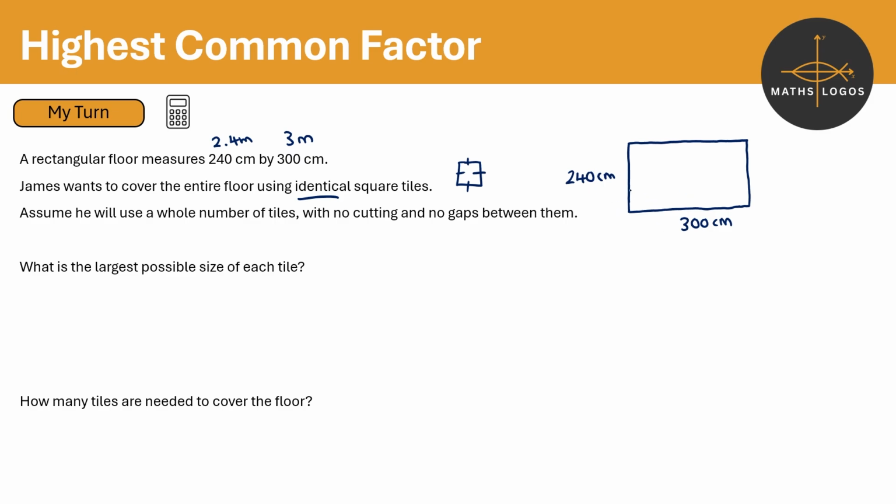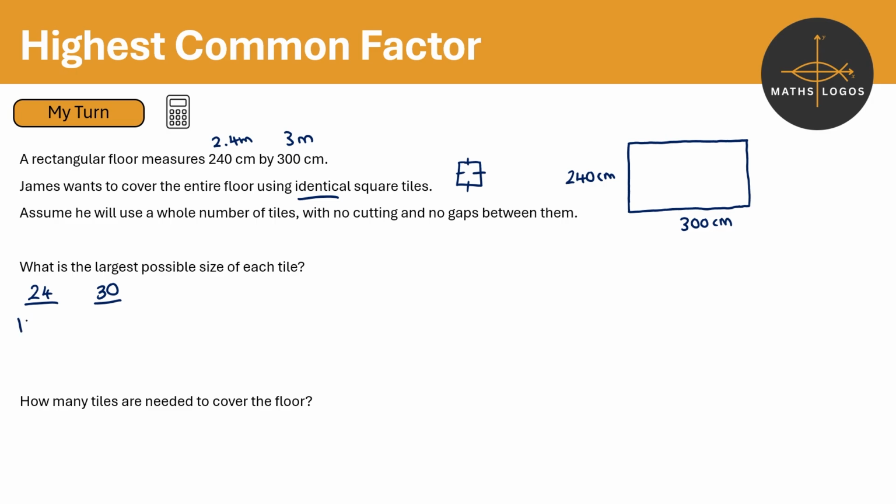And really what I want to answer is, what's the largest number that can divide 240 without a remainder, but also divide 300 without a remainder? So really I'm asking, what's the highest common factor of these two numbers? In order to do the highest common factor of 240 and 300, I'm actually going to look at the highest common factor of 24 and 30, and then scale it up appropriately.